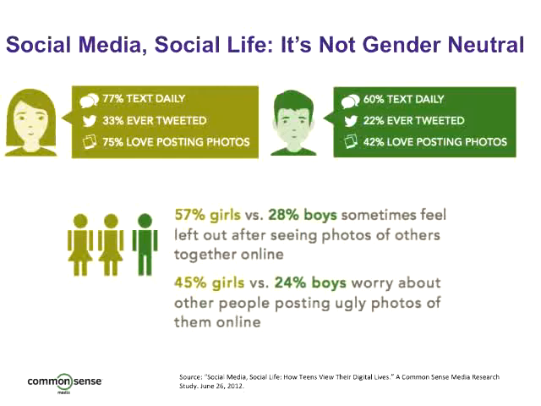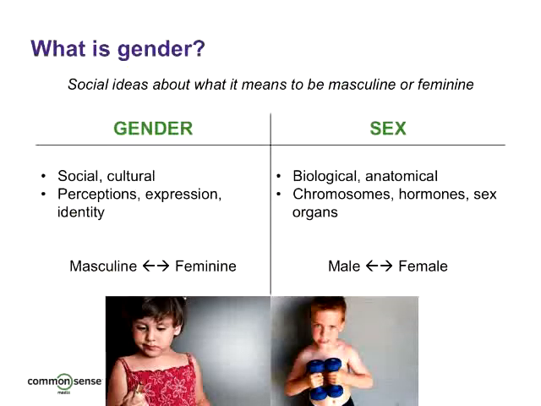And then 45% of girls and 24% of boys worry about other people posting ugly photos of them online. And I think that really is playing into a concern about maybe fitting into some sort of gender norm or gender stereotype and controlling their image online. So that's quite interesting. And you'll notice that, again, girls are engaging more in this behavior than boys, but boys are also participating too. So let's take a step back and just talk a little bit about gender and digital media, and then I will dive into the toolkit.